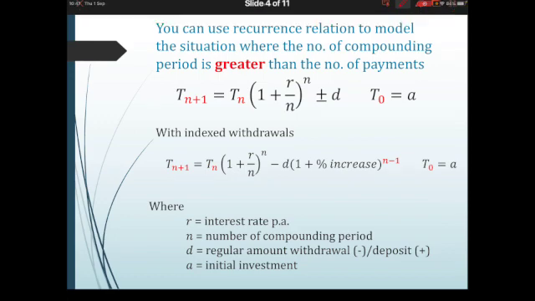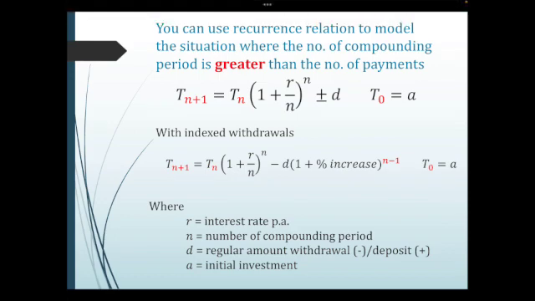Now, you can use recurrence relation to model the situation where the number of compounding periods is greater than the number of payment periods. So in this case, CY is greater than PY. You can't do it the other way. If PY is greater than CY, use your financial function. Again, plus or minus. Plus is you put your money in, minus you take your money out.